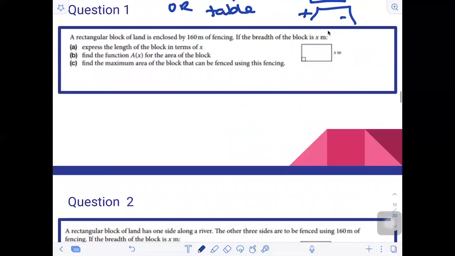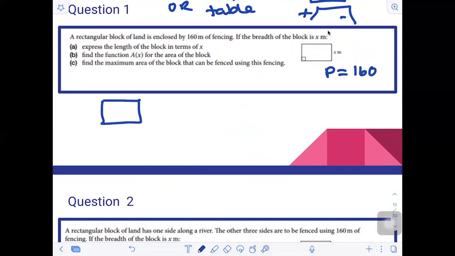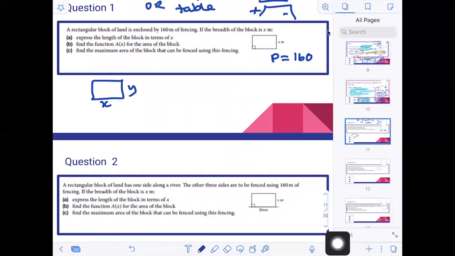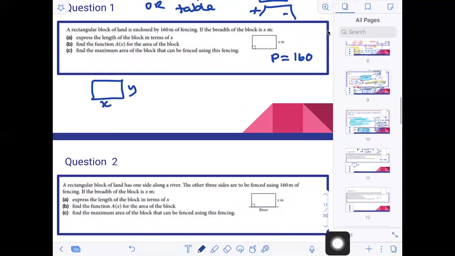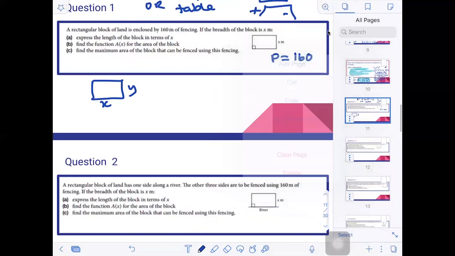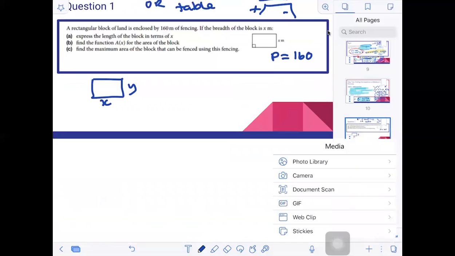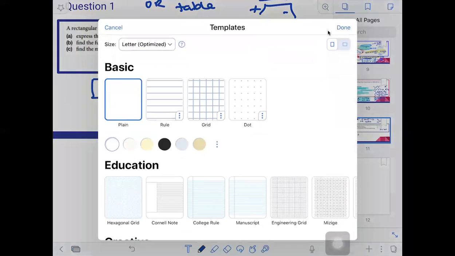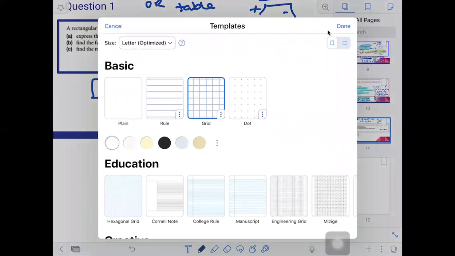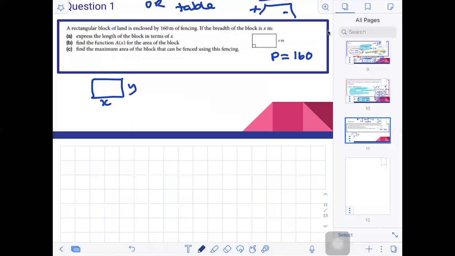All right, so I got this one here. A rectangular block of land is 160 meters in fencing. So we're going to use 160, that's the perimeter. So let's use the rectangle, that's x, y. I'm just going to add a page because I feel for this question I am going to need an extra page. Okay, so that's y, that's x.